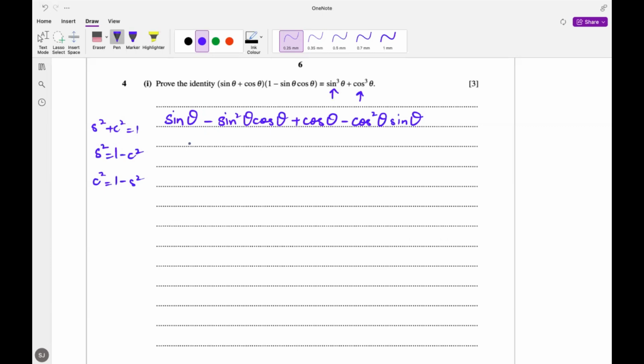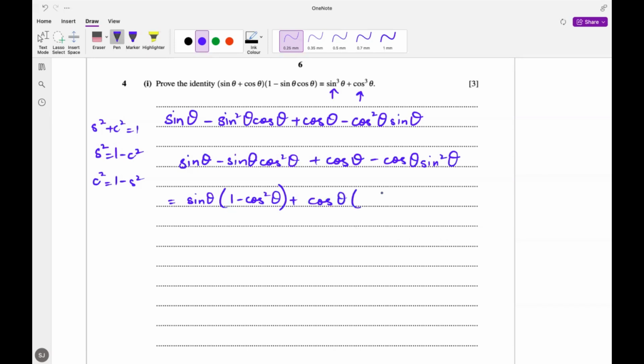So we can rearrange this to sine theta minus sine theta cos squared theta, and we can write plus cos theta minus cos theta sine squared theta. Taking sine common, we'll get sine theta bracket 1 minus cos squared theta, plus taking cos theta common out, we'll get cos theta into 1 minus sine squared theta.